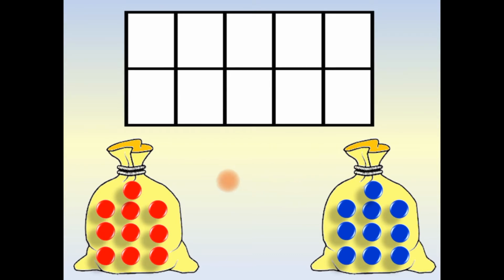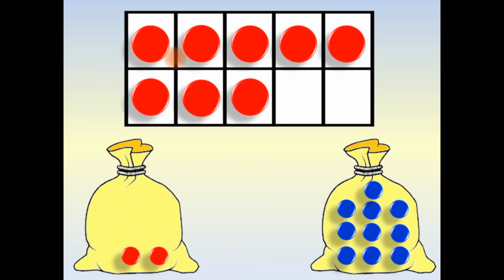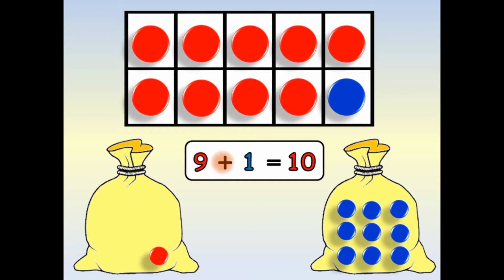We are going to distribute again the red phones and the blue phones. We distributed the red phones. Look carefully. We didn't put all the red phones. We put only 9 red phones, and we will continue with the blue phones. We put just 1 blue phone, so the equation is 9 plus 1 equals 10. 9 red phones plus 1 blue phone gives us 10.